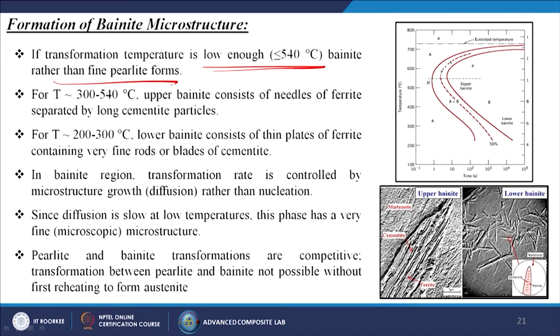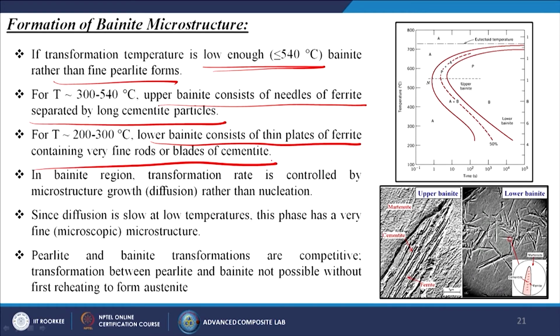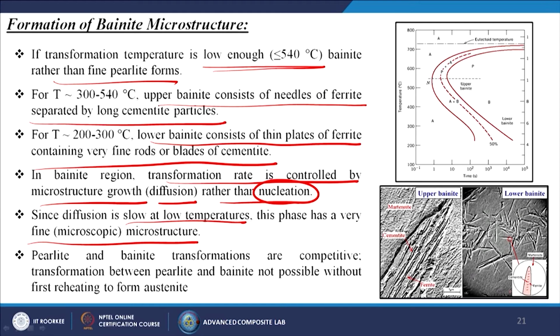For temperatures of 300 to 540 degrees centigrade, upper bainite consists of needles of ferrite separated by long cementite particles. For temperatures of 200 to 300 degrees centigrade, lower bainite consists of thin plates of ferrite containing very fine rods or blades of cementite. In the bainite region, the transformation rate is controlled by microstructure growth, that means diffusion rather than nucleation. Since diffusion is slow at low temperature, this phase has a very fine microstructure.